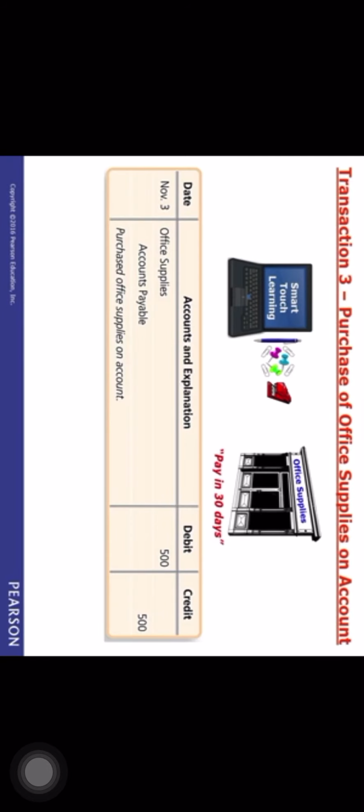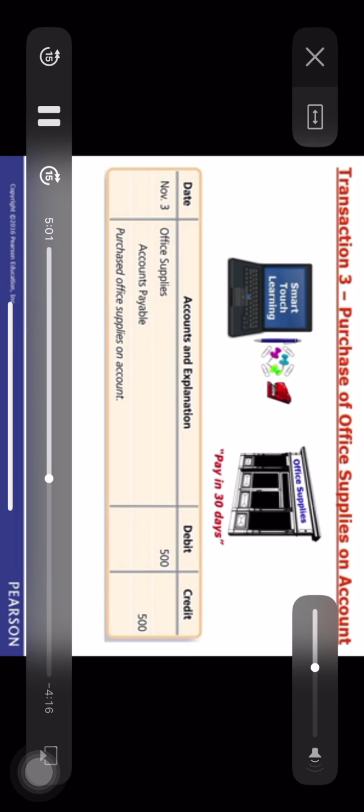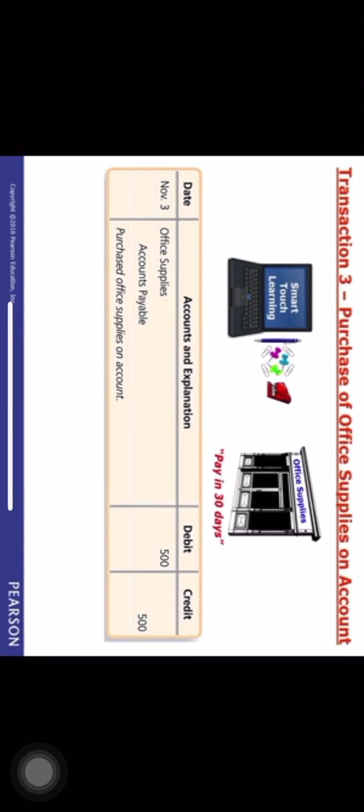When we do this journal entry, we start with the date. Office supplies is an asset. All assets go up on the debit side, so it's listed first, debit of $500. Accounts payable is a liability. Smart Touch Learning owes more money, so liabilities increase with a credit. So $500 on the credit side. And again, accounts payable is slightly indented to show that it's a credit.